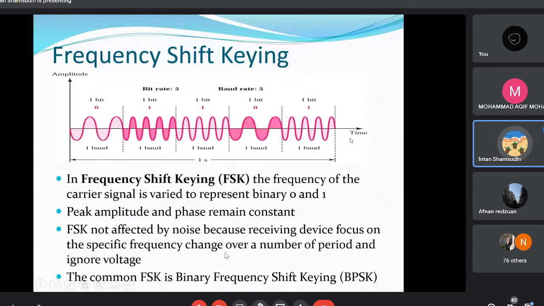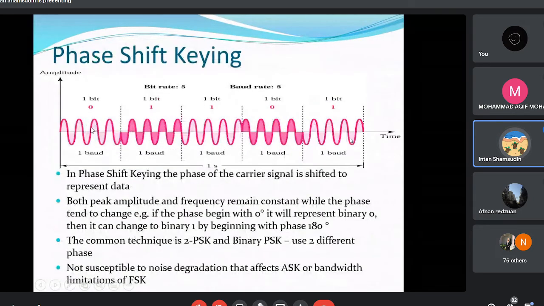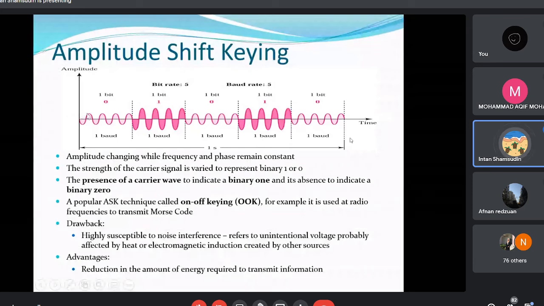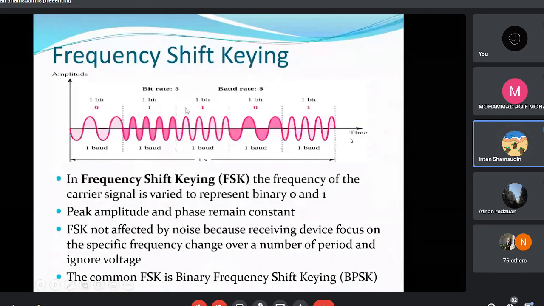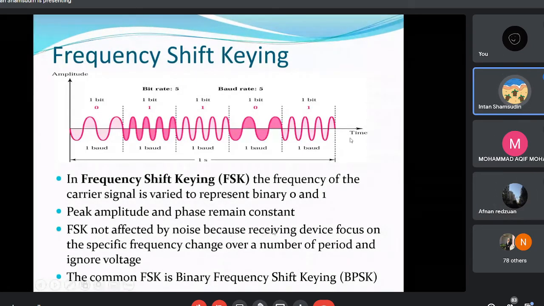Okay, FSK is not. Peak amplitude and phase remain constant. Peak amplitude ni, you tengok dia selari je, dia tak berubah macam tadi. Macam tadi kat sini dia rendah and then kat sini dia tinggi sikit kan. Alright. So FSK is not affected by noise because the receiving device focuses on the specific frequency change over a number of periods and ignores voltage. Okay. The common FSK is binary frequency shift keying, BFSK.